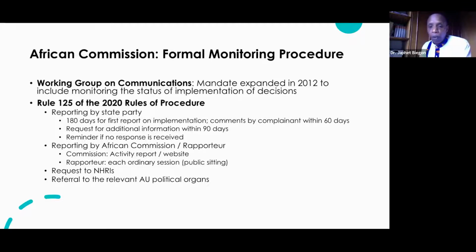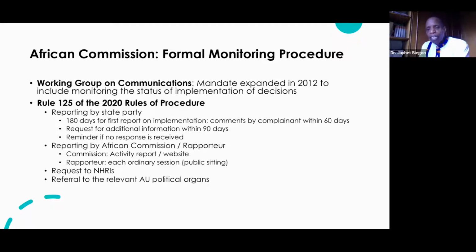As I will be mentioning later, in the latest activity report there is a mention, for instance, that Cameroon has complied with a decision. Then Rule 125 also gives the African Commission the power to request national human rights institutions to monitor those decisions and present a report to the African Commission.